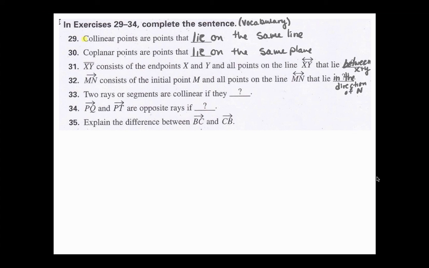So we talked about collinear in 29. We have collinear again in 33, and it's the same definition whether you're talking about points or rays or segments. Any two objects are collinear if they lie on the same line.